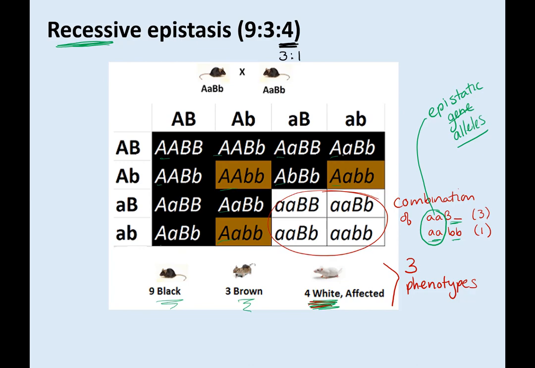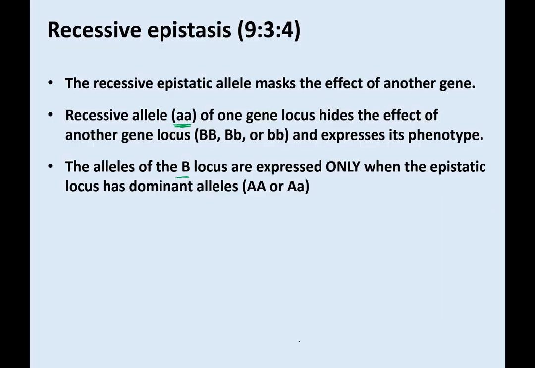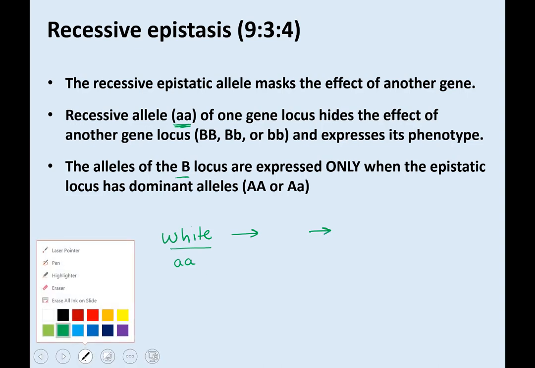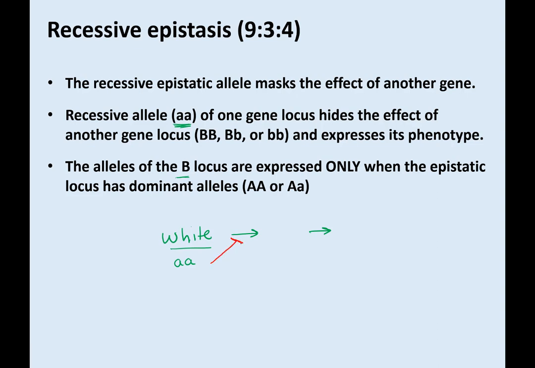Now, as far as the pathway, what we have going on is that white fur color in mice is shown when you have little a. So if there was a pathway going on here, little a is going to block the pathway. So no matter what else you have going on, you're not going to get expression of those genes.